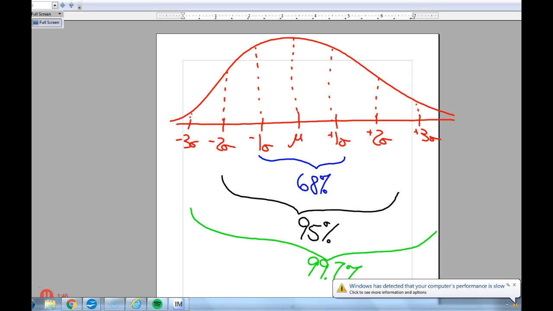Alright, so what we can do then is basically fill in all these little sections and put a percent in each one of those sections. So if there's 68% of the data within 1 standard deviation either way, couldn't I then look at this and say what percentage is in this part and what percentage is in this part? So those are both 34, right?